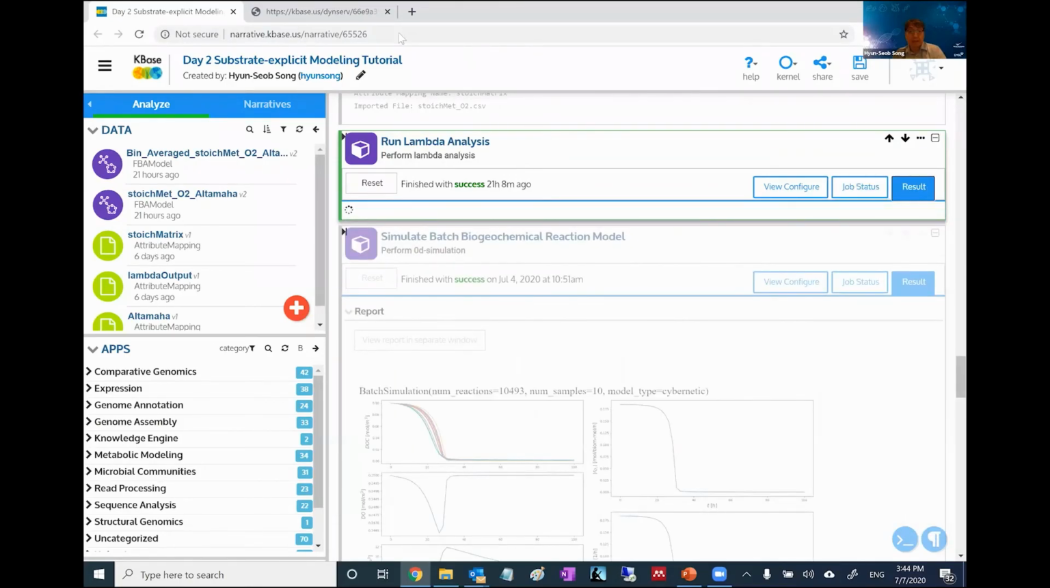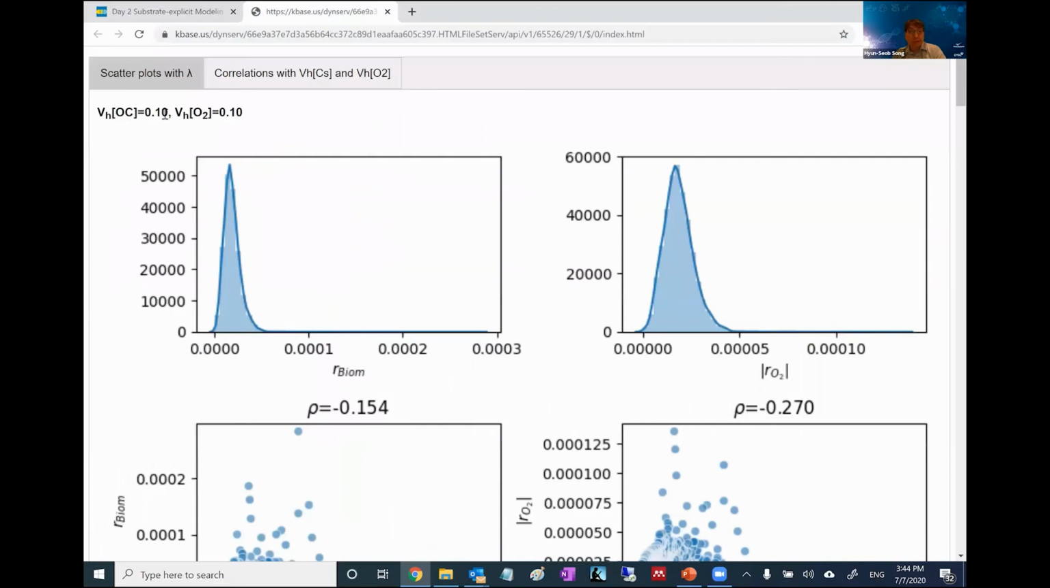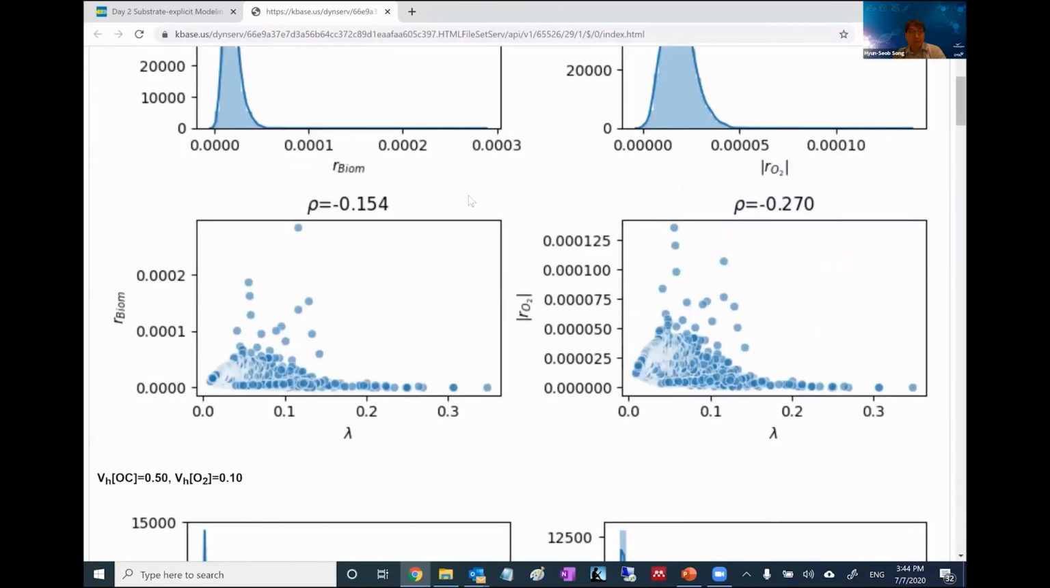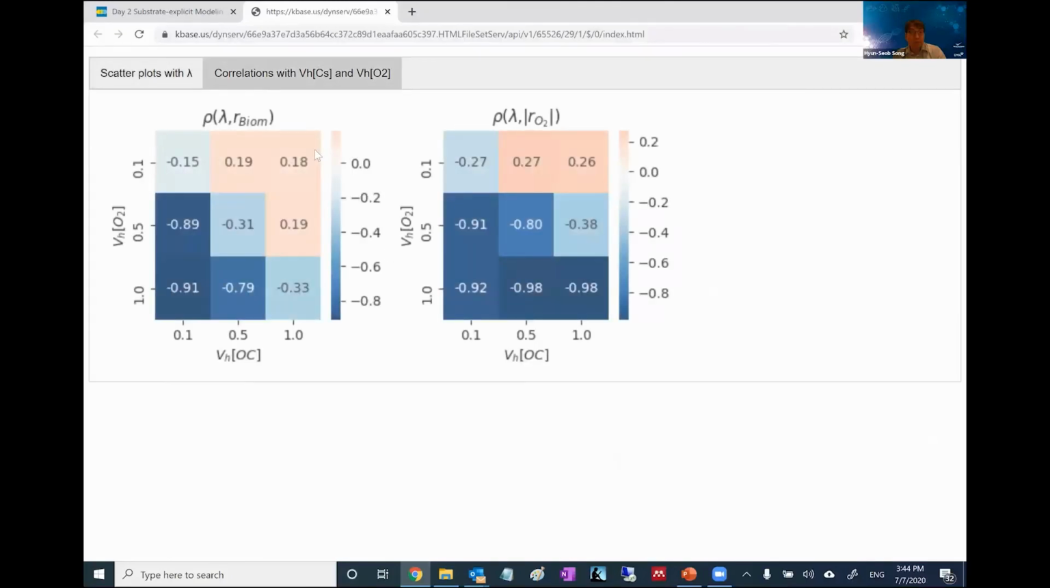Here, this case is strongly limited, both are strongly limited, and you may not see correlation. The best way is to look at these heat maps and find where there is a good correlation. Here carbon is significantly limited and oxygen is not very significantly limited. In this case you see a good correlation between thermodynamics and respiration rate.